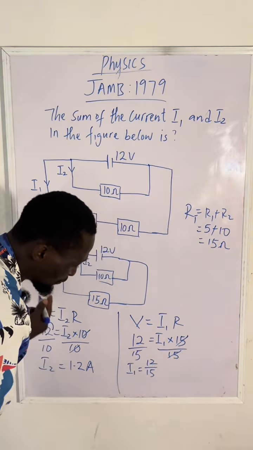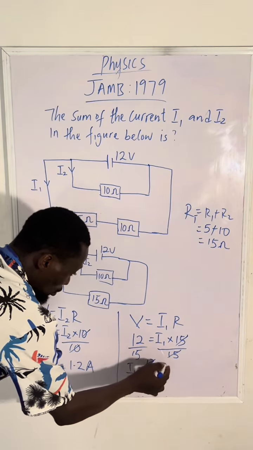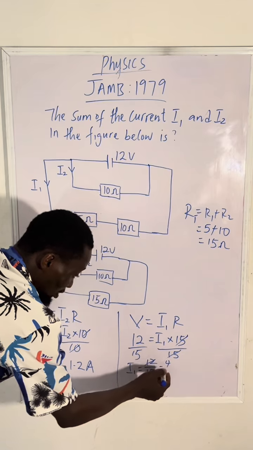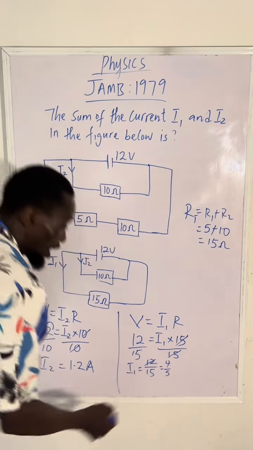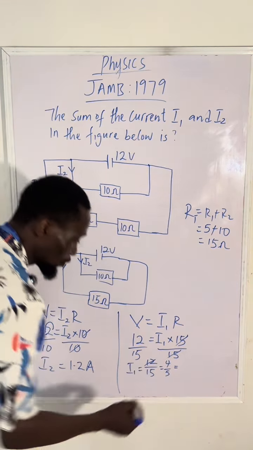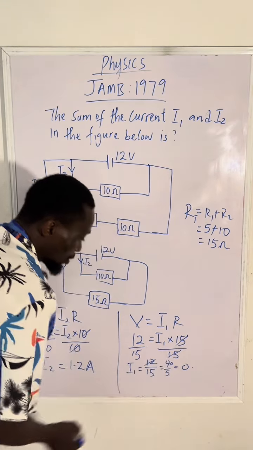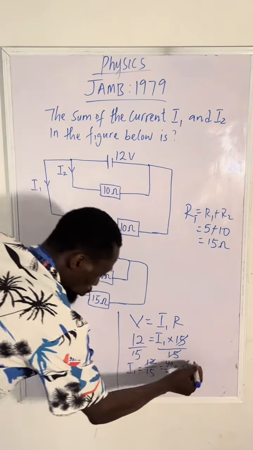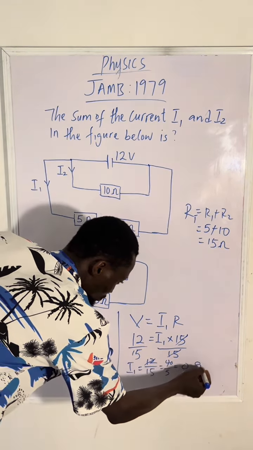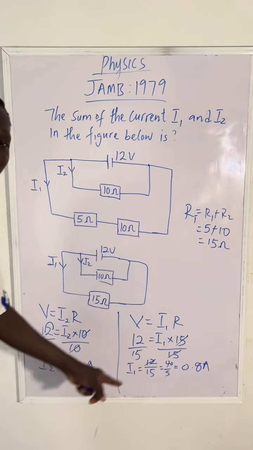And what is 12 over 15 going to give me? Well, 3 goes into 12 four times, and 3 goes into 15 five times. So how many 5s am I going to see in 4? That is going to be 0. I can put 0 here now. How many 5s in 40? That's going to be 8. So that's going to be 0.8 amperes.